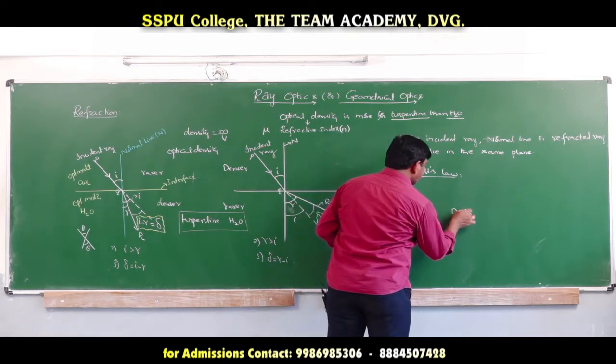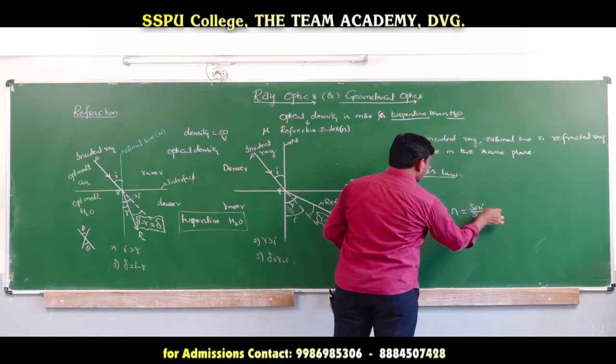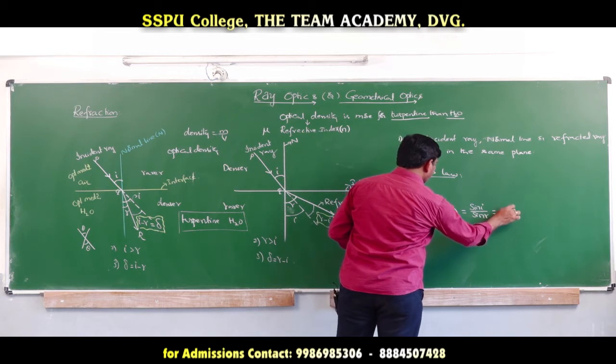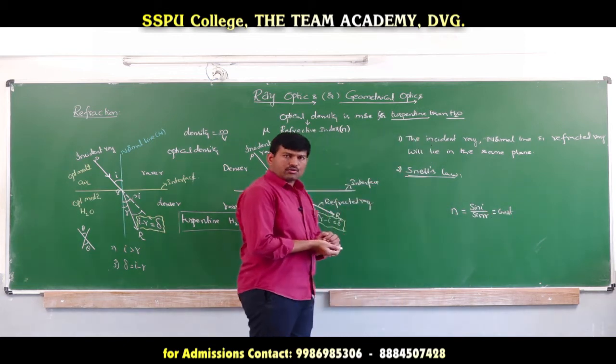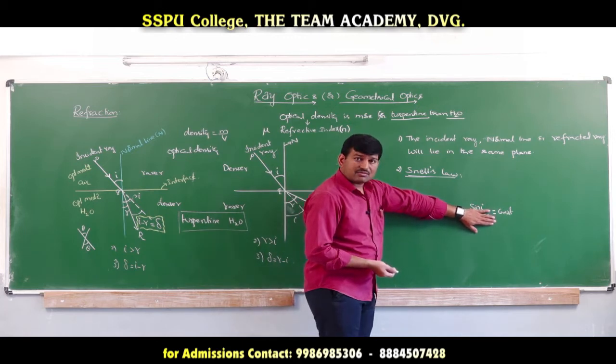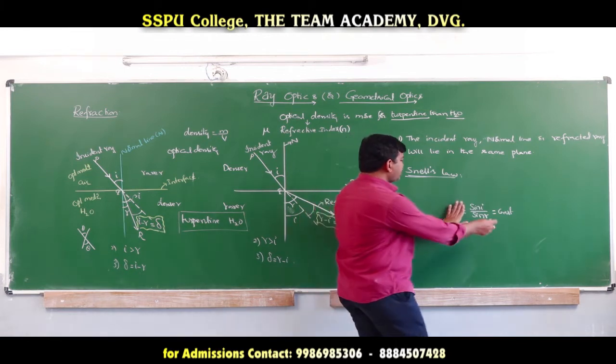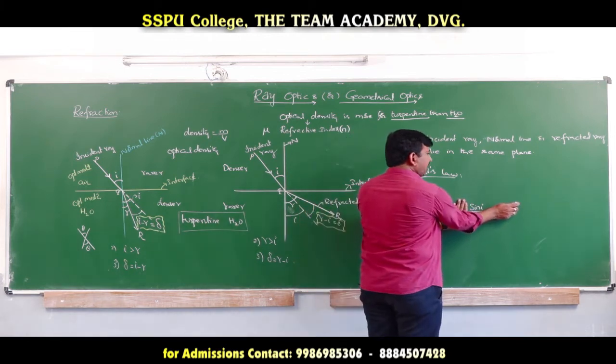I will write it like this. N is equal to sin I divided by sin R. That is equal to constant. Now, I think you know how to read this. This is read as what? Sin I. And how to read this? Sin R. And how to read this part? Sin I by sin R. How to read it? The ratio of sin I to sin R.